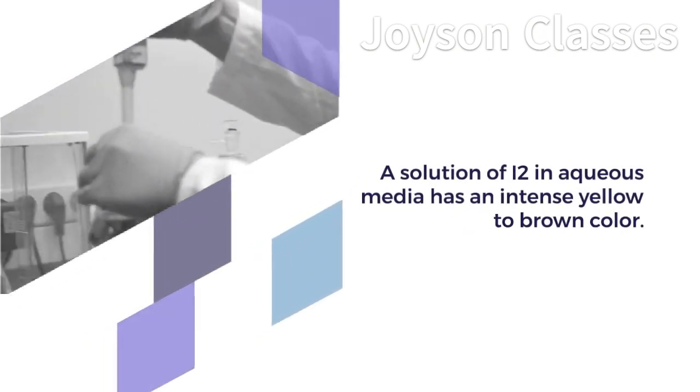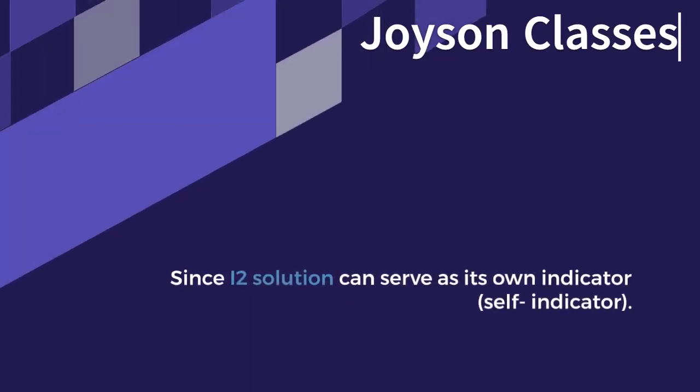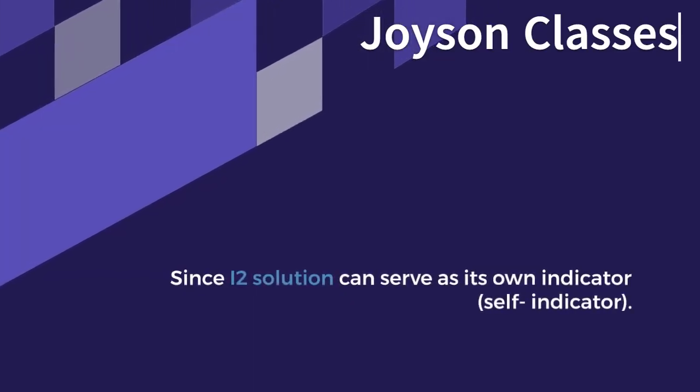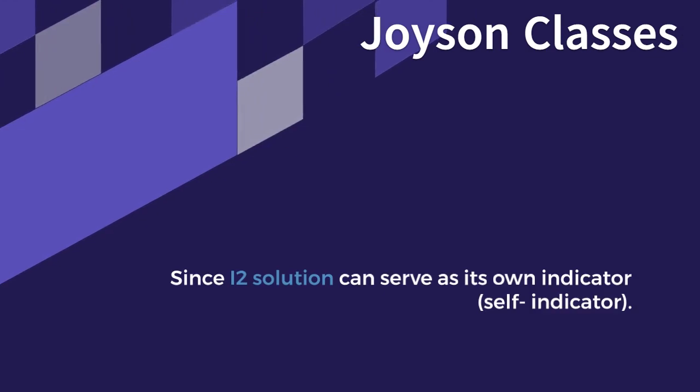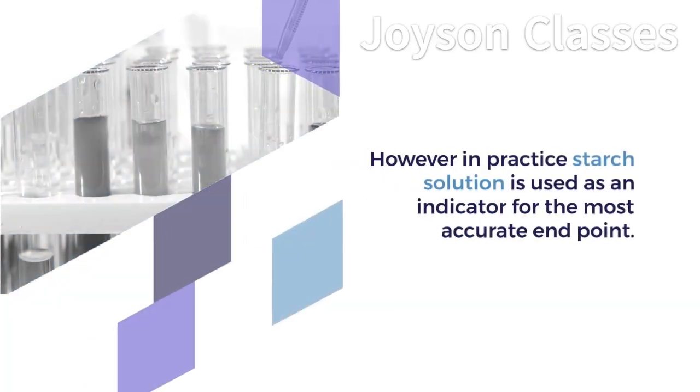A solution of I2 in aqueous media has an intense yellow to brown color, so I2 solution can serve as its own indicator, a self-indicator. However, in practice, starch solution is used as an indicator for the most accurate endpoint.